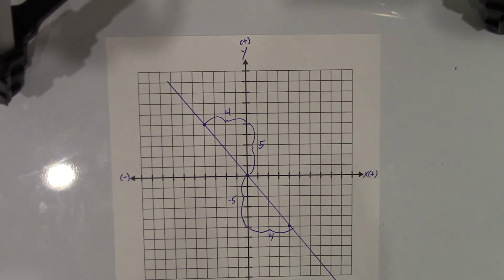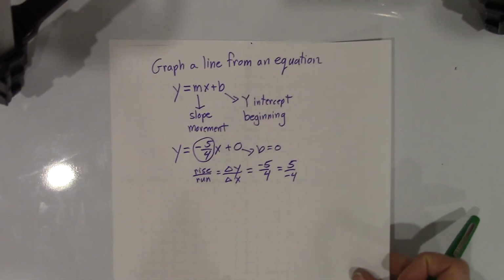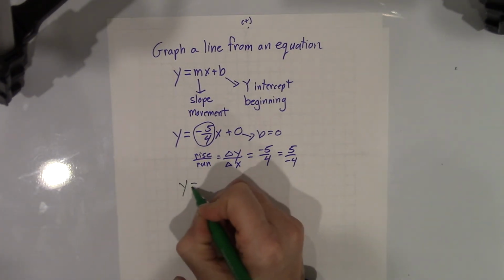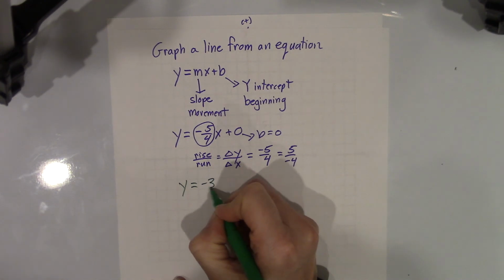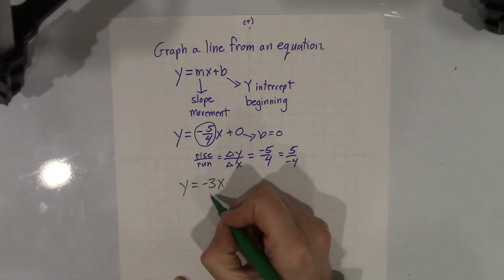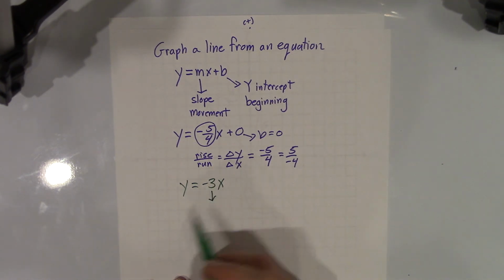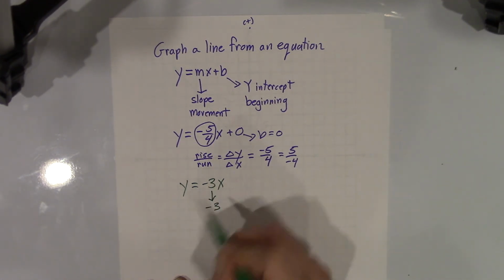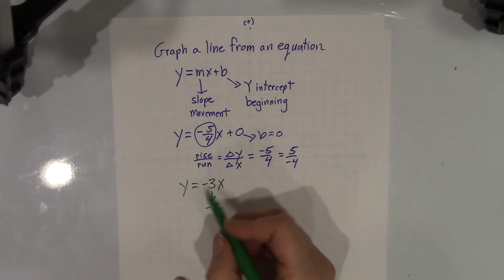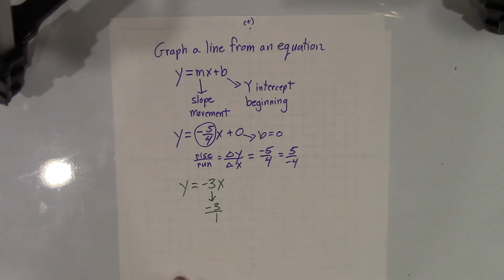All right, let's try a different equation. Let's try y = -3x. Our slope is the number right by the x. It's a negative 3, but slope is a fraction. So in order to make a whole number a fraction and not change the value, you just put it over 1. Negative 3 divided by 1 is a negative 3.